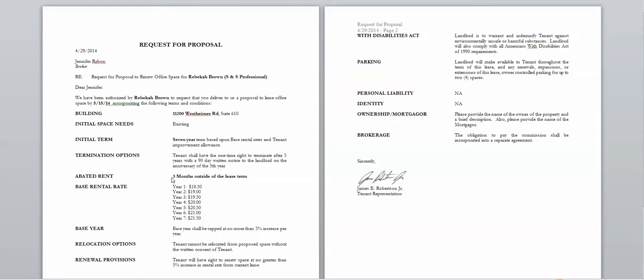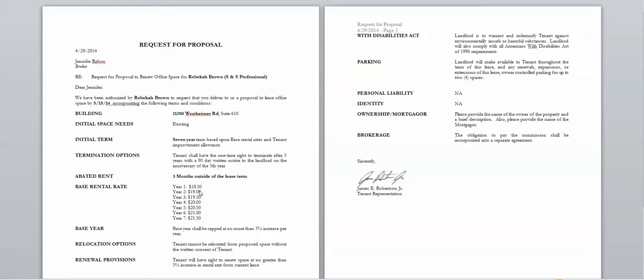As far as the abated rent, it's uncommon for landlords to give abated rent or free rent in a renewal scenario, but we get it done roughly 60% of the time. I'm asking for 3 months outside the lease term here. I expect this number to be tweaked by the landlord, but we'll use this as leverage to get what we want on the rent side.